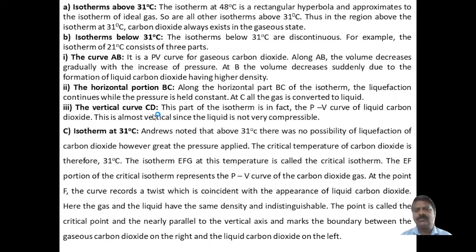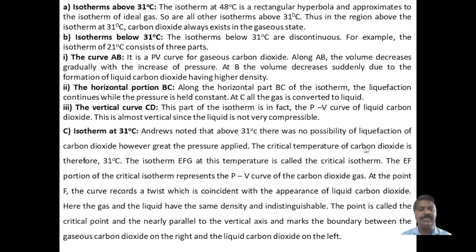This is about the isotherms below 31 degrees Celsius. Now coming to the isotherm at 31 degrees Celsius. It is noted that above 31 degrees Celsius there is no possibility of liquefaction of carbon dioxide gas, however great the pressure applied. Even with high pressure applied above 31 degrees Celsius, no liquid forms. The gas remains in the gaseous state because 31 degrees Celsius is the critical temperature.